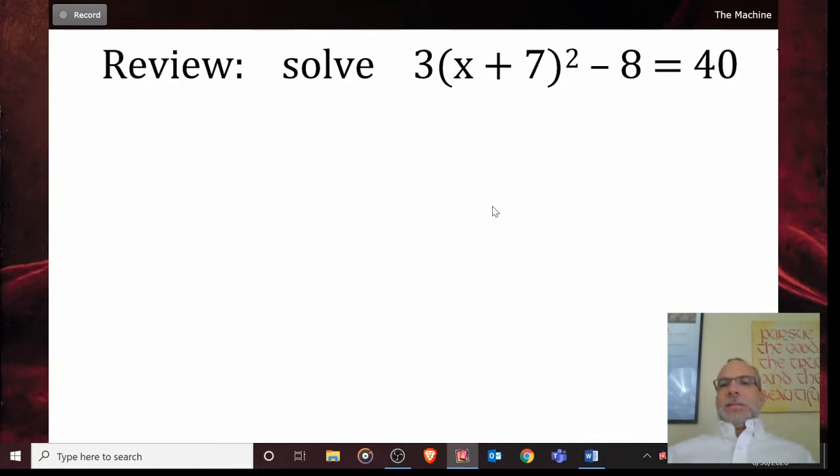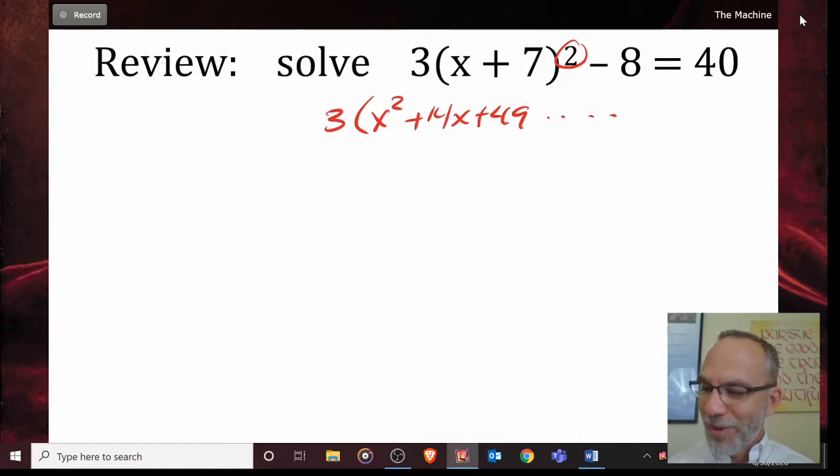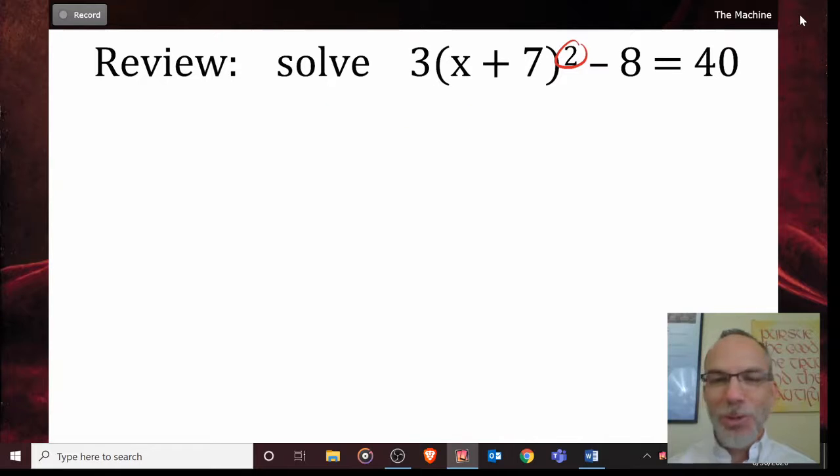Before we begin, let's talk about how to solve a quadratic equation like this one by extracting the root, or by the square root principle. Now a lot of folks want to come through here and square this, so they want to say 3 times x squared plus 14x plus 49 blah blah blah. No, no, no. Why do you like to do things difficultly? Is that a word? I think so. You need to extract the root.